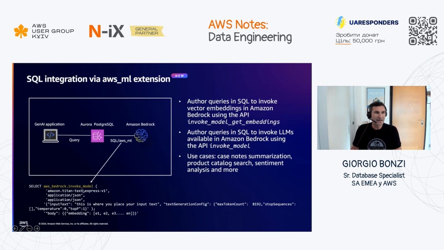For example, here we are calling through a SQL query the invoke_model API in order to query the Titan Text Express v1 foundation model, providing an input text, this one. And the model will return you an answer in JSON format. This integration is particularly useful in use cases such as case note summarization, product catalog search, and sentiment analysis.